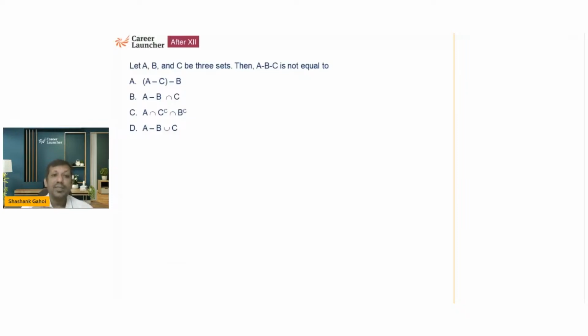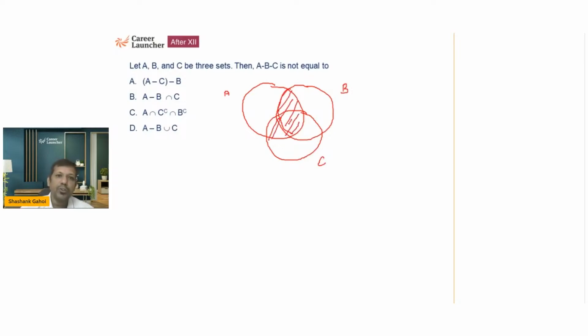It says A, B, and C are three sets. A minus B minus C is not equal to... So if I'm saying A, B, and C, this is A, this is B, this is C. From A, I am removing B. From A, I am also removing C. So what I'm talking about is only A. Now, A minus C minus B is eventually the same thing, and it is saying not equal to. So this is equal, so reject it.